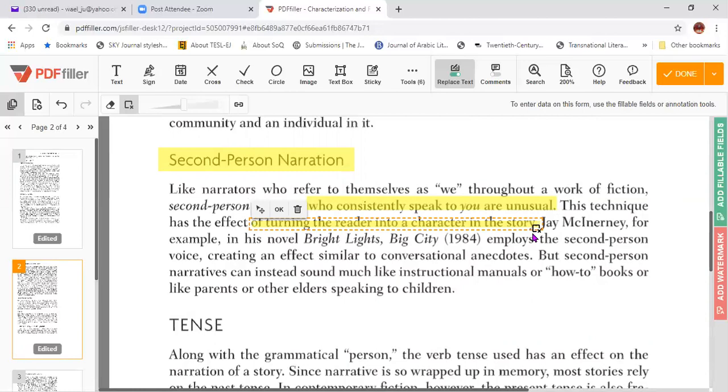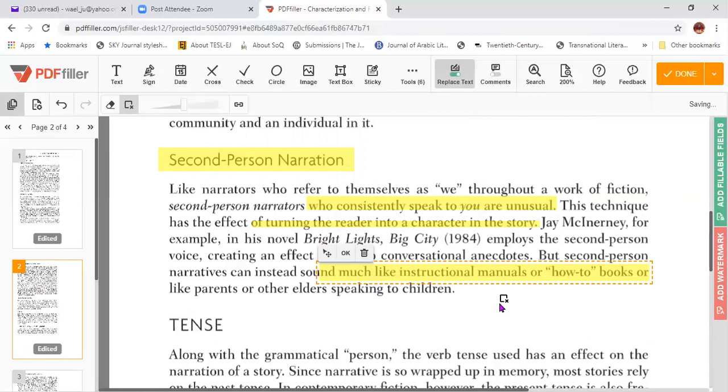Now the thing about this kind of second person narration is that it sounds much like instructional manuals or how-to books, or like parents or other elders speaking to children. So simply when you have the second person narration, you feel like someone is talking to you and giving you instructions. Do this, do that, you go here, you see that, you see this. Now the use of the pronoun you makes you a character in the story, but at the same time, it also gives you instructions.